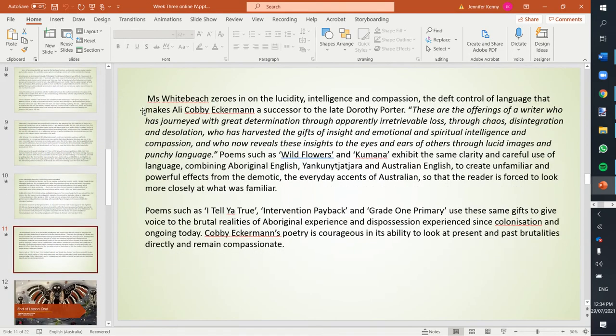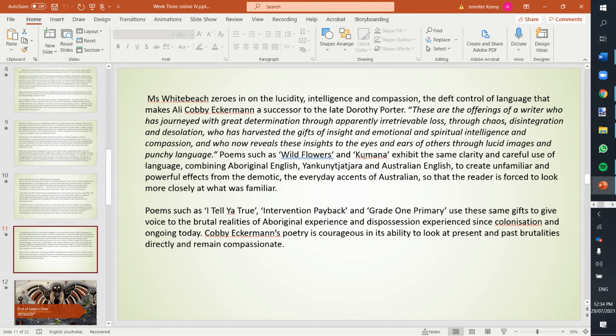Ms. Whitebeach zeroes in on the lucidity, intelligence, and compassion, the deft control of language that makes Ali Cobby Eckermann a successor to the late Dorothy Porter. These are the offerings of a writer who has journeyed with great determination through apparently irretrievable loss, through chaos, disintegration, and dissolution, who has harvested the gift of insight and emotional and spiritual intelligence and compassion, and who now reveals those insights to the eyes and ears of others through lucid images and punchy language.